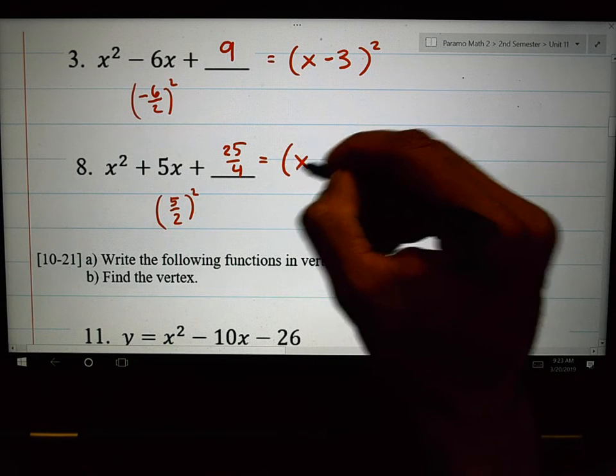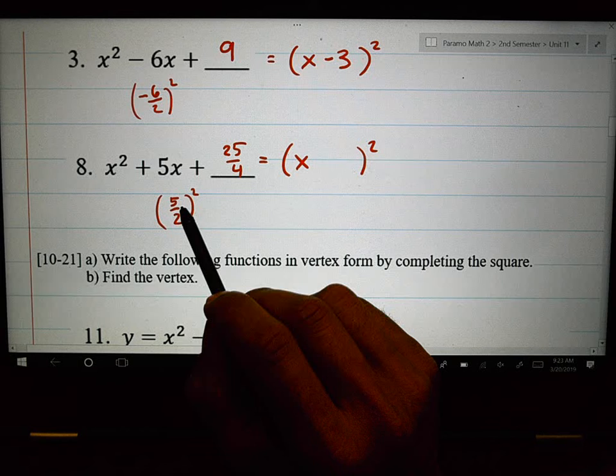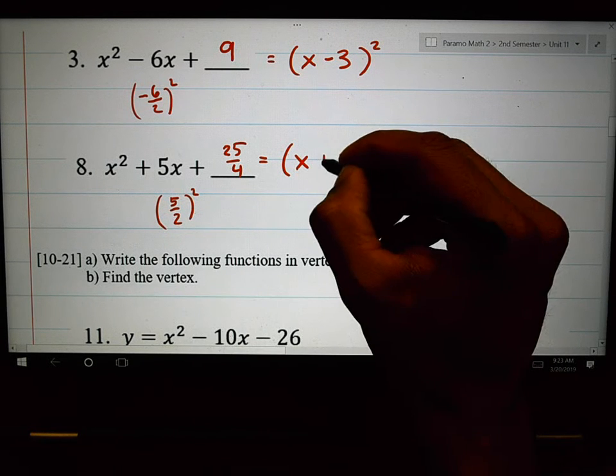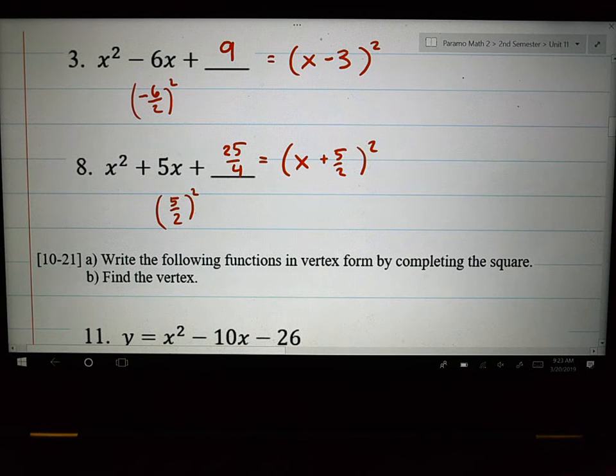And then when it factors, all you're doing is leaving it just like this in factored form. It's just b over 2.